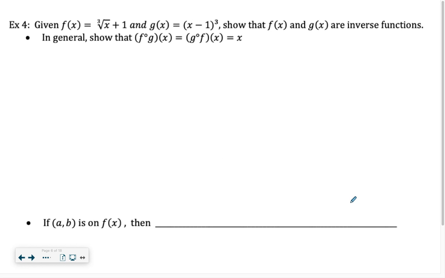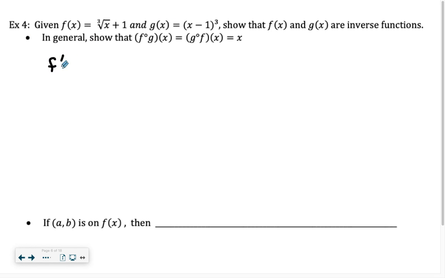So the next example, we get into a little bit of algebra. We're given two functions. f of x equals the cube root of x plus 1, and g of x equals x minus 1, cubed. It says show that these are inverse functions. So we're told these are inverses and just asked to prove that. To prove that, we're going to find the composition f of g of x and the composition g of f of x. And if both of those work out to just equal x, then these are inverses of each other. If these functions undo each other and we just get x, then they're inverses.